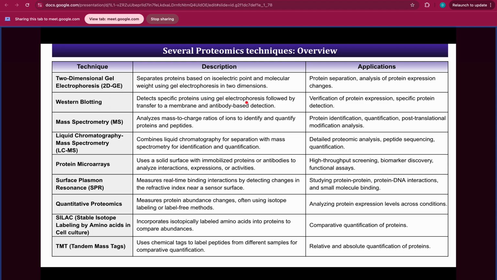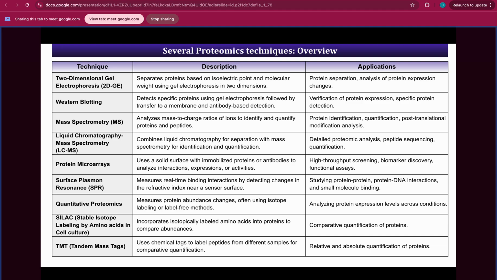It also detects specific proteins by using electrophoresis, followed by transfer to a membrane and antibody-based detection. Ultimately, in the gel, whenever we load the protein of interest, we have some probe, or we can say some specific antibodies, because we want to identify the protein of interest. Those antibodies will be specific to our protein of interest. So from that gel, we will transfer those proteins to a membrane, and then we will see that the antibody binds only to the protein of our interest. So in Western blotting, we will be able to identify whether the protein we want to identify is present or not.